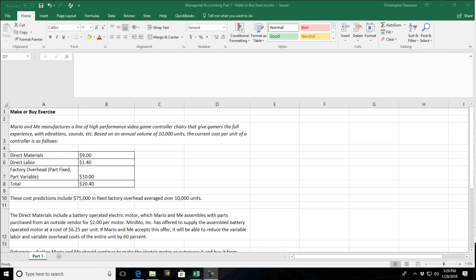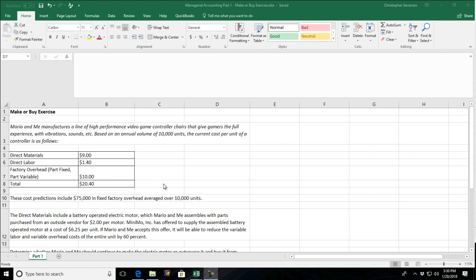Now we know that fixed costs do not behave on a per unit basis. Variable costs do, but fixed costs don't. So what they've done here is they've taken the total fixed costs, which down below you'll see that's $75,000, and they've identified a per unit rate, assuming the units stay at 10,000 units. So what we need to do is figure out how much of this $10 is fixed and how much is variable.